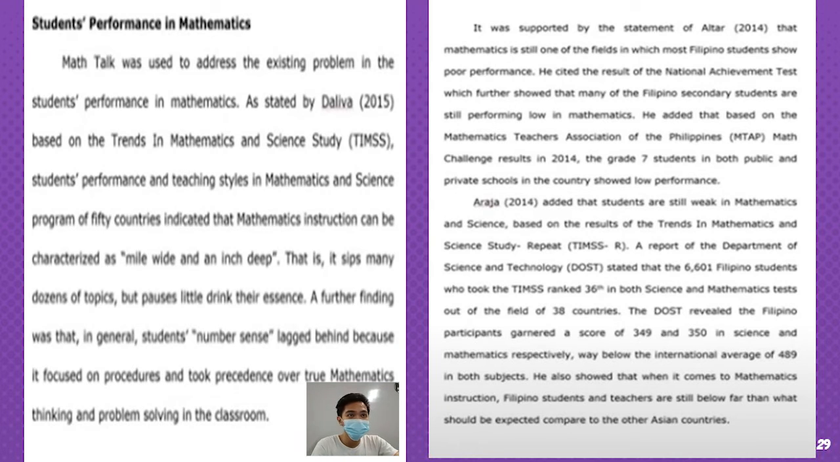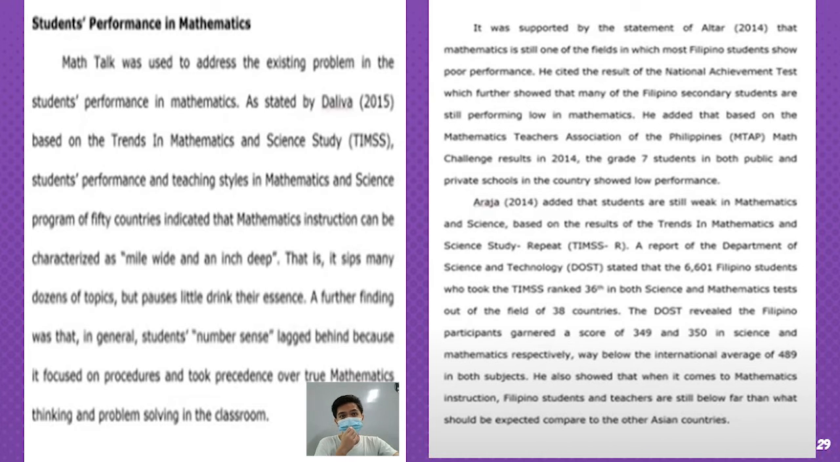So, here it was supported by the statement of Altar 2014 that mathematics is still one of the fields in which most Filipino students show poor performance. He cited the result of the National Achievement Test, which further showed that many of the Filipino secondary students are still performing low in mathematics. So, he establishes that Filipino students are having a hard time when it comes to mathematics based on Altar 2014. So, in writing RRL, we need to prove that there are existing gaps or conflicts and there is a need to plan on how to address these gaps or resolve these conflicts.